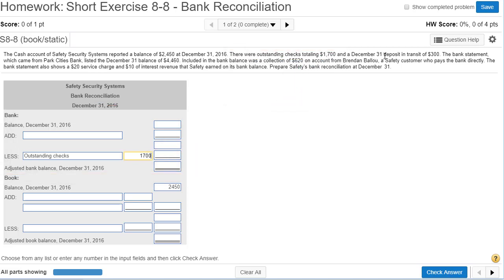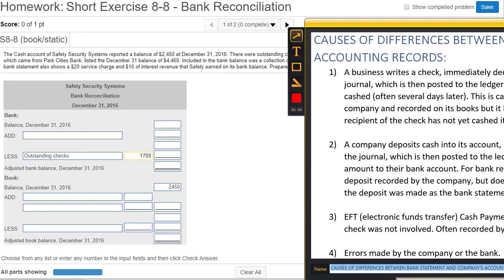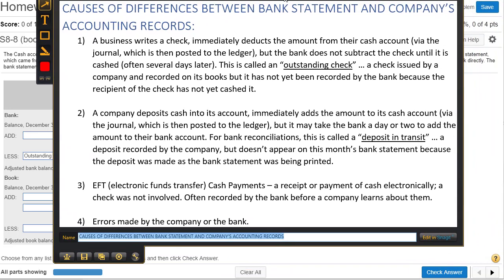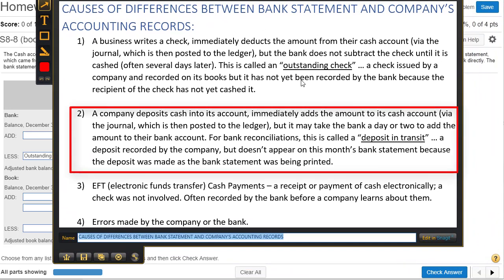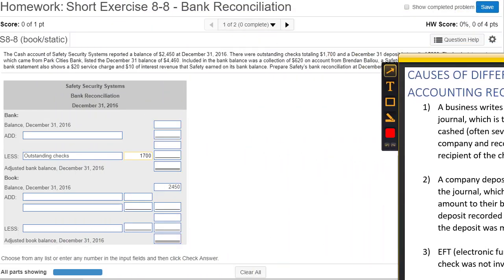And there's also a December 31st deposit in transit of $300. So what's the deposit in transit? Let's go back to the information from my previous overview video. A deposit in transit is a deposit recorded by the company. In other words, that's us. We record it in our cash account. But it does not appear on this month's bank statement because the deposit was made as the bank statement was being printed. So these deposits in transit are deposits we made towards the end of the month that didn't make it in time to be printed on the bank statement.